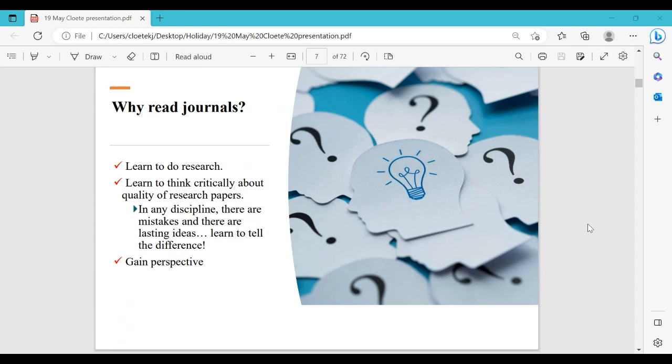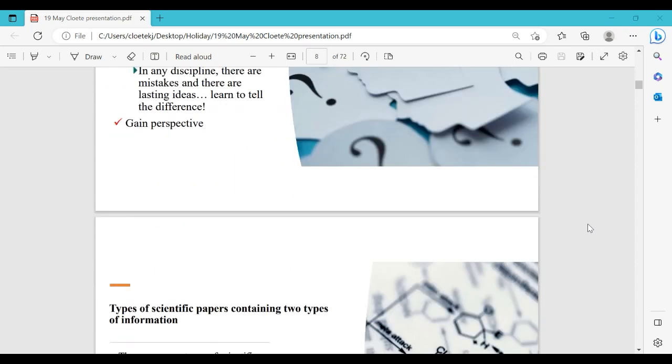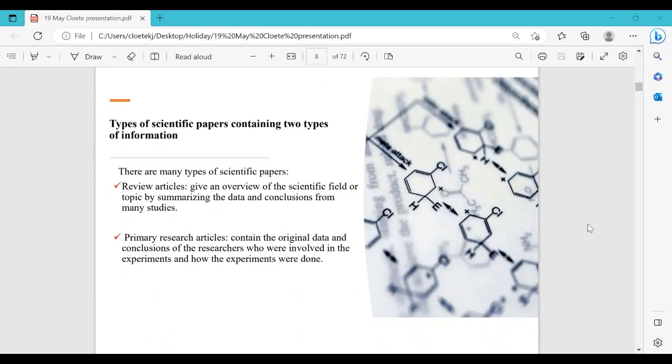And remember, in any discipline, there can be mistakes and there are lasting ideas. So learn how to tell the difference. For example, if you look at the conclusion section, you can get ideas for future studies, because researchers may highlight the limitations of the current work, or they may also mention future work. So it also helps you gain perspective of the types of research being done and where the gaps in knowledge are.